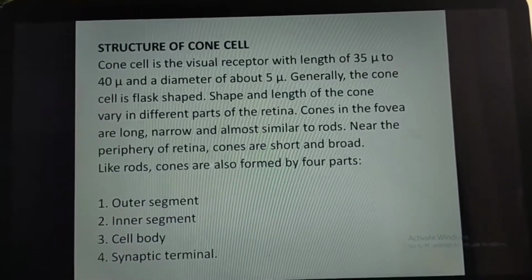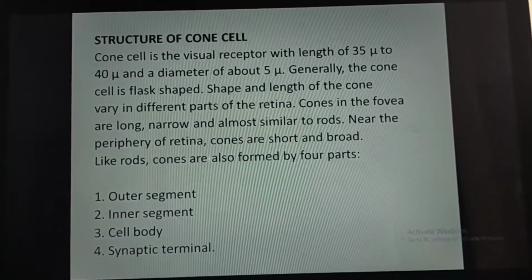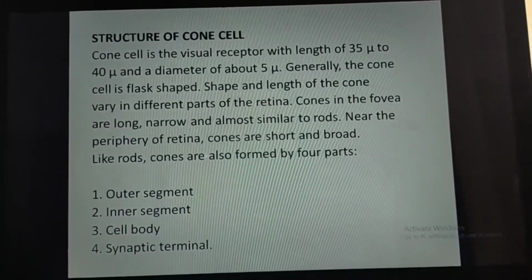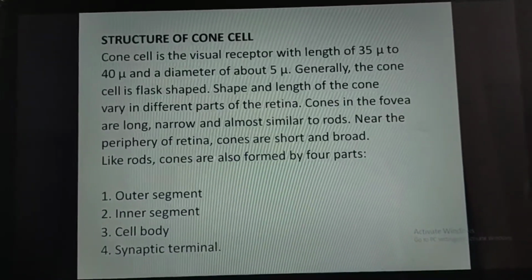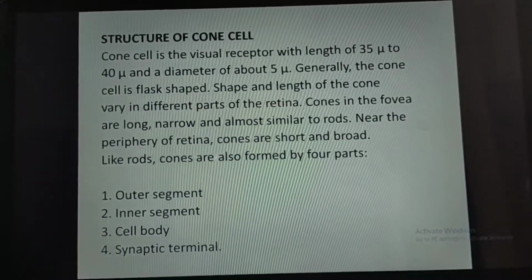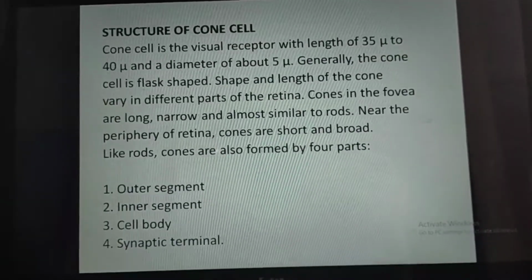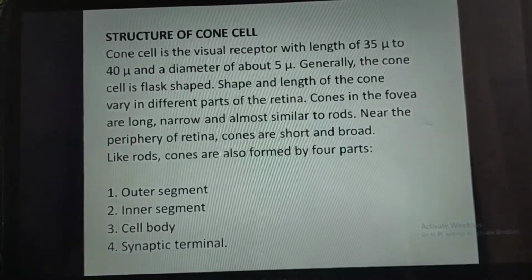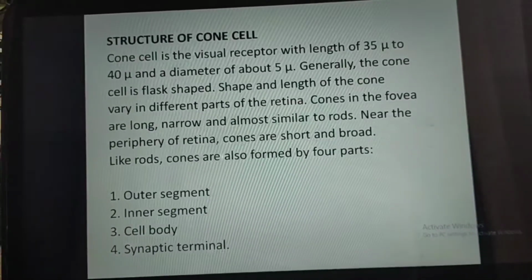Now we'll see the structure of the cone cell. The cone cell is a visual receptor with a length of 35 to 40 mu and a diameter of about 5 mu. Generally, the cone cell is flask shaped. Shape and length of the cone vary in different parts of the retina. Cones in the fovea are long, narrow, and almost similar to rods. Near the periphery of the retina, cones are short and broad.